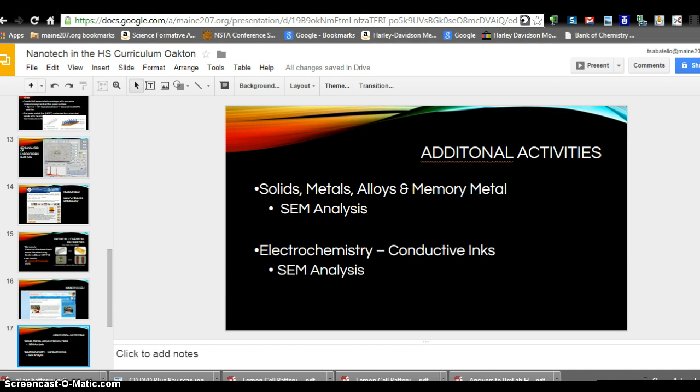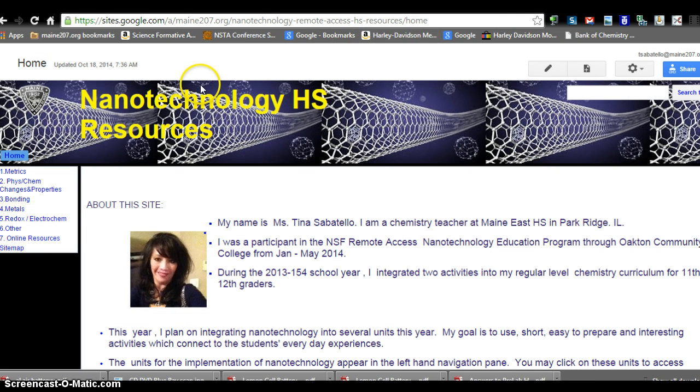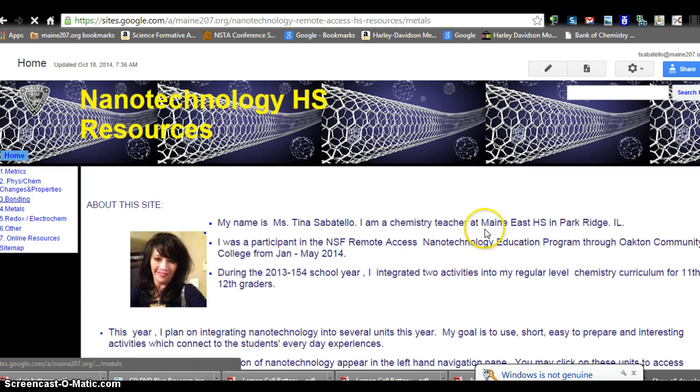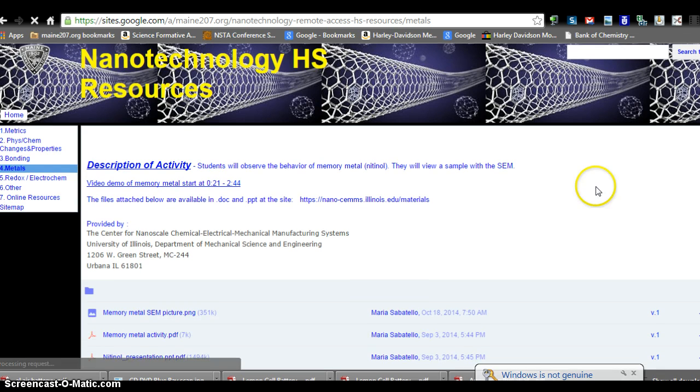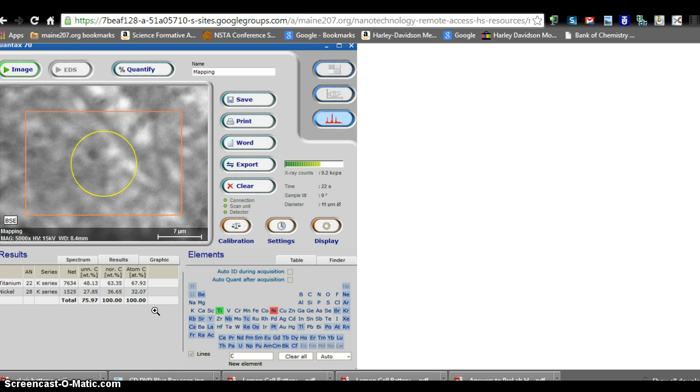Here we go. First of all, the website that I prepared has all my resources here. And then if I go to metals and I click down below, I can see my SEM scan of the memory metal. And again, here you can see the content of the titanium and the nickel, as well as the percent present of each element.